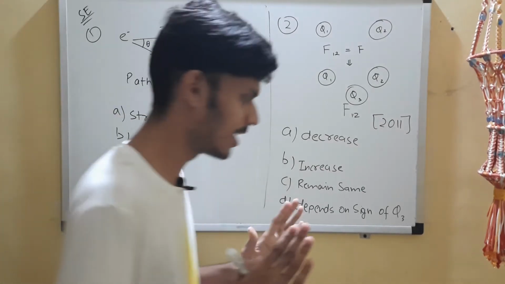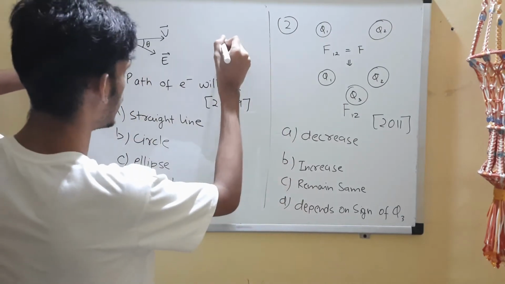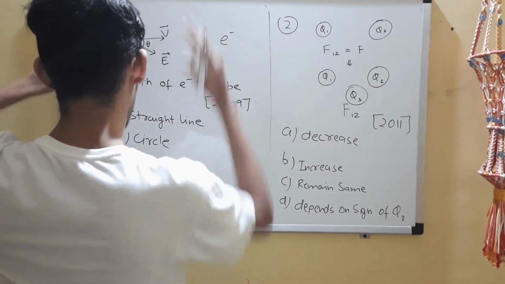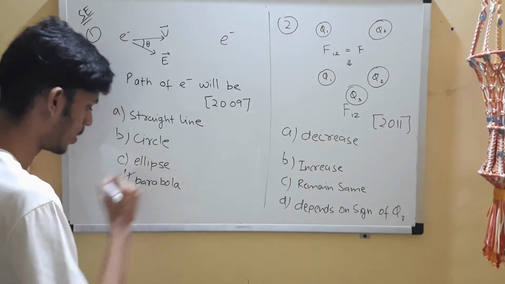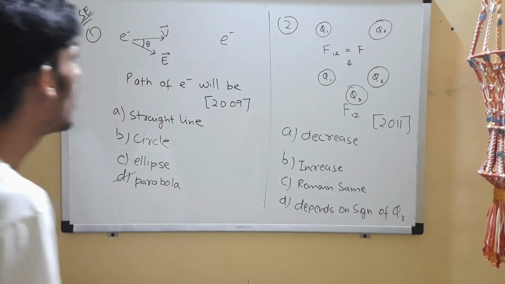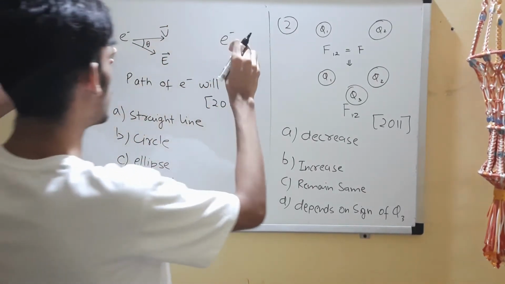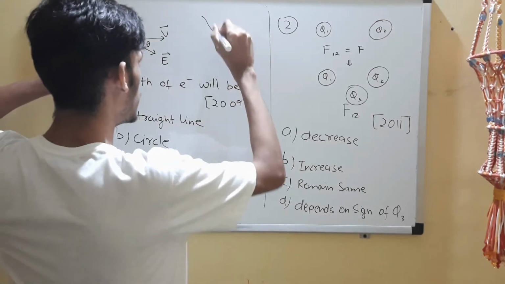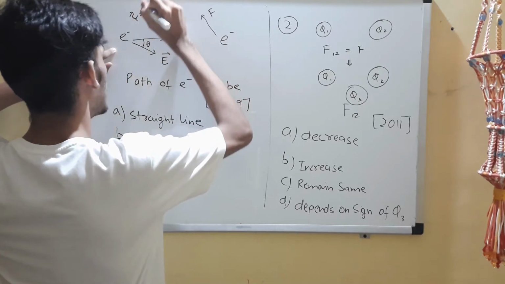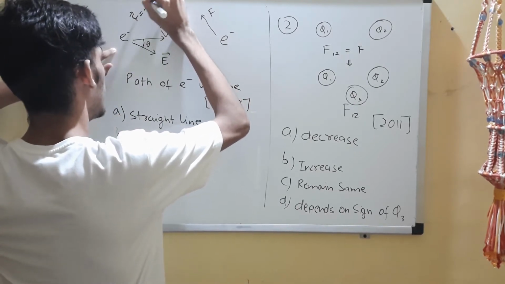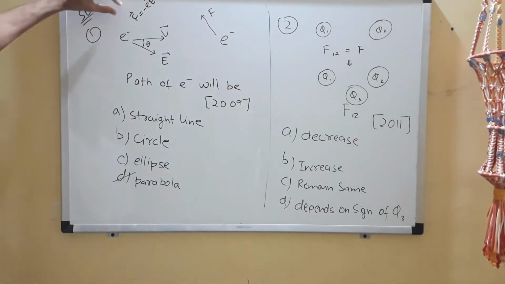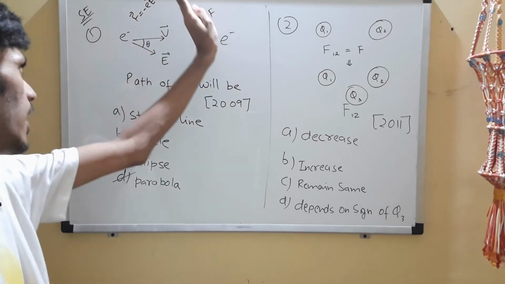Very simple question. You can see that the force on this electron will be opposite to the direction of the electric field. The answer over here is D, parabola. The path of that electron will be parabolic, or it will describe a parabola. The force on this electron will be opposite to the direction of the field, because force in the case of an electron will be minus e, the charge on the electron, times the electric field. So you can see that the force is opposite to the electric field.